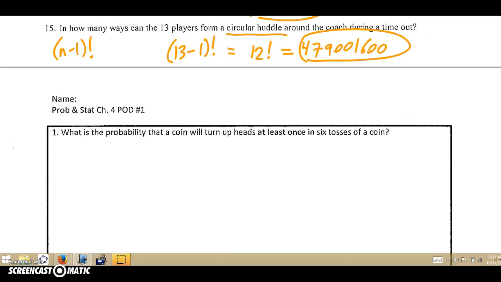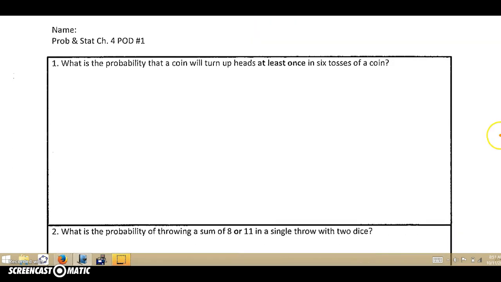Alright, let me go to the POD questions I gave you the other day just to make sure we got these. I'll try and get through these as quick as I can in the next couple minutes. What's the probability that a coin will turn up heads at least once in 6 tosses of a coin? This is that binomial probability, which is nCr times p to the r times q to the n minus r power. So I need n, p, q, and r.